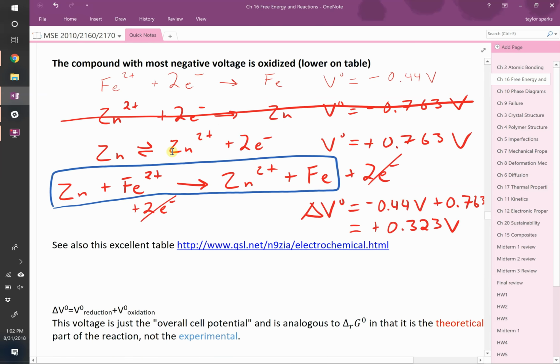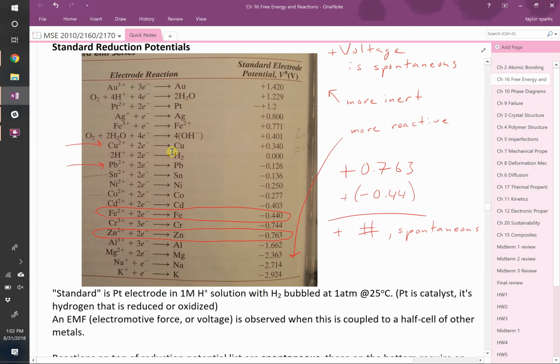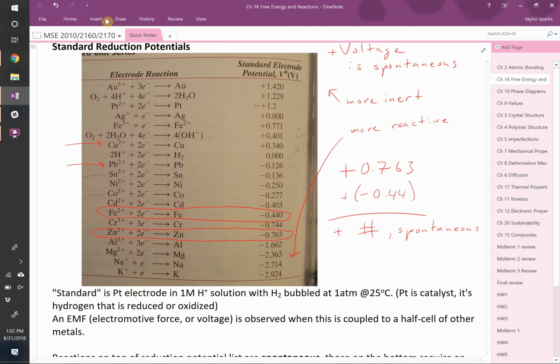The things at the bottom of the table are more reactive, meaning they're going to want to get flipped, whereas the ones at the top are inert. There's a reason that we make rings out of gold, because gold's relatively inert. It doesn't corrode easily. Silver, platinum, in fact, we call them the noble metals, because they don't corrode very easily. They can corrode, they just don't easily.